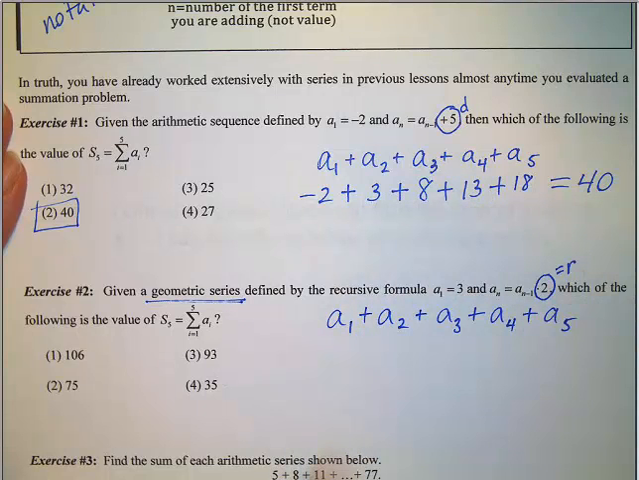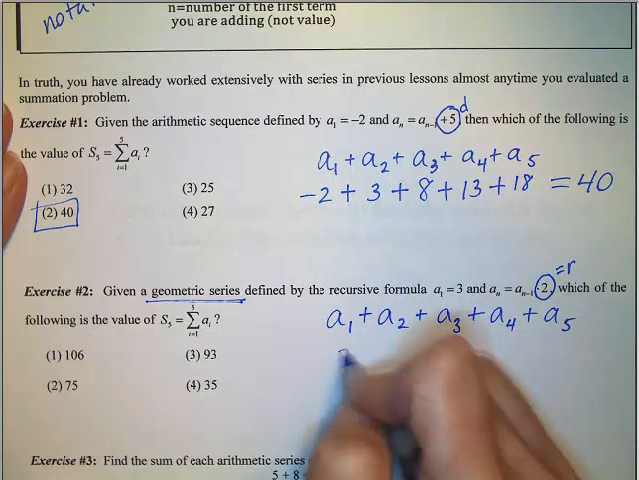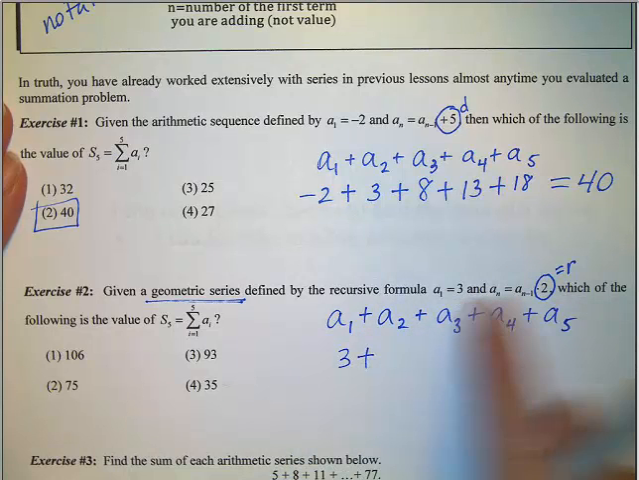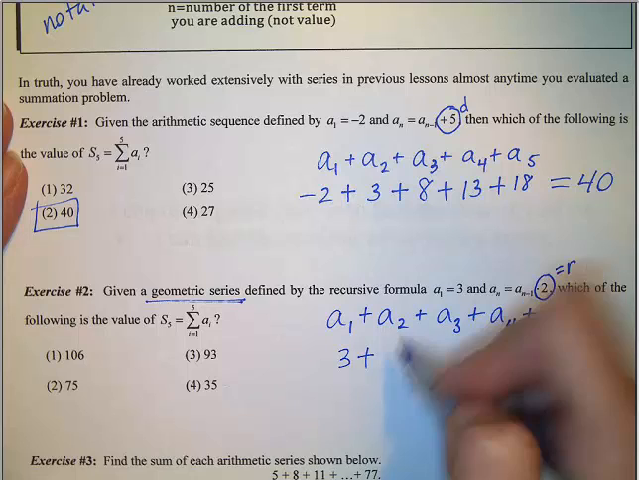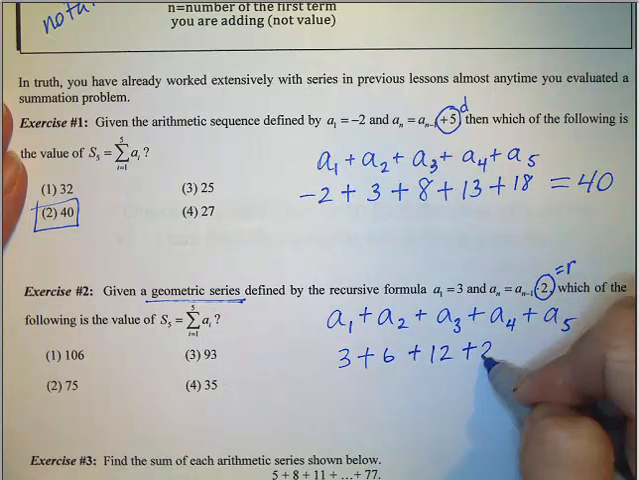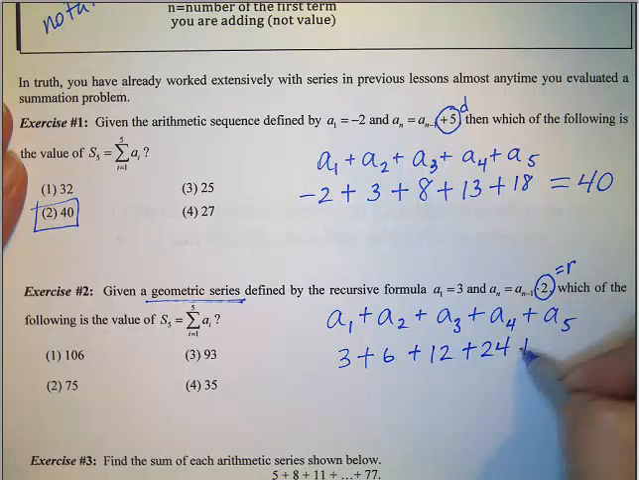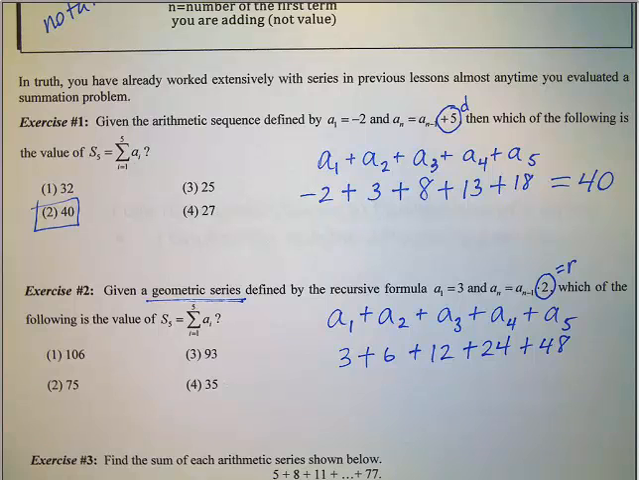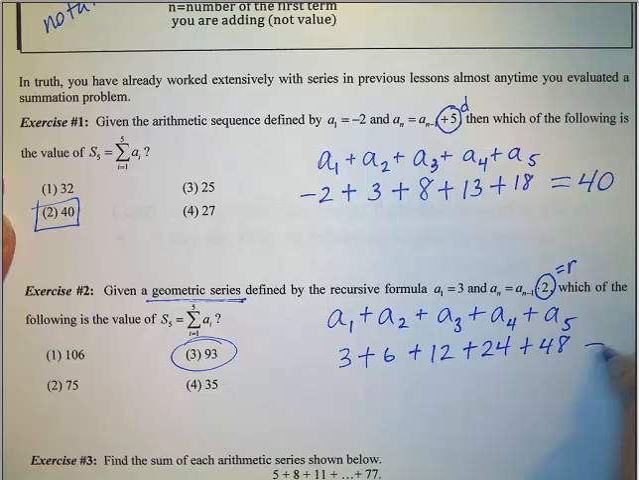So the first term is 3, plus the second term, you multiply by 2. The third term, multiply by 2. Fourth term, multiply by 2. Fifth term, multiply by 2. Go ahead and add them up. And your answer should be choice 3, 93.